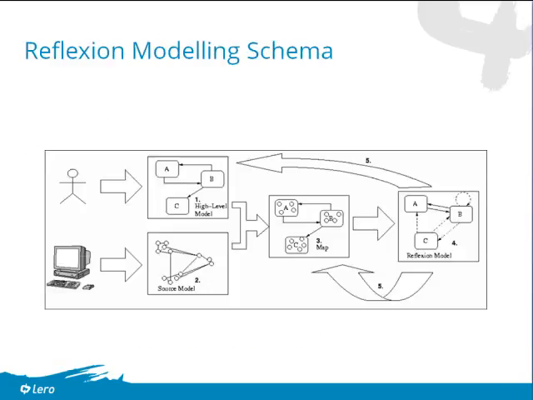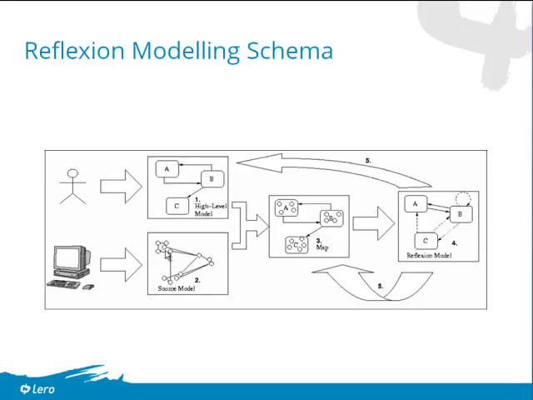So reflection modeling, as proposed by Gail Murphy, is a good way of doing this. Here the architect creates a nodes and edges type diagram with macro structures A, B and C, and the dependencies that they think should exist between A, B and C. The system can then be parsed, and the elements, maybe the methods or the classes, can be identified, and the dependencies between those different classes can be identified.